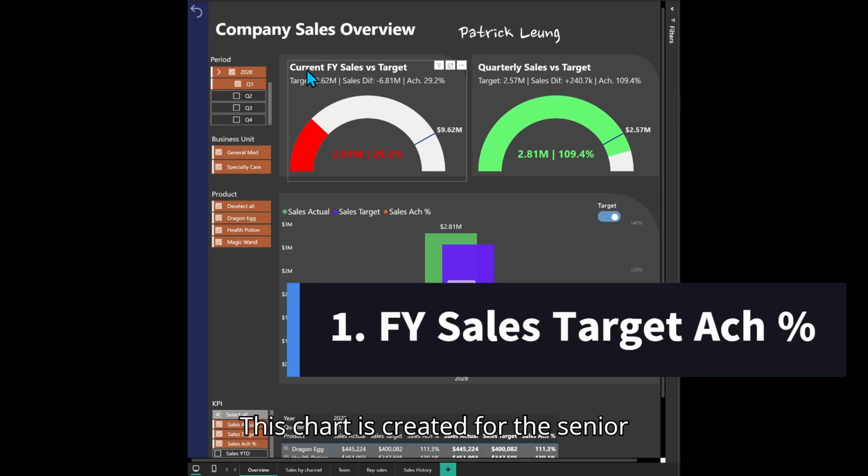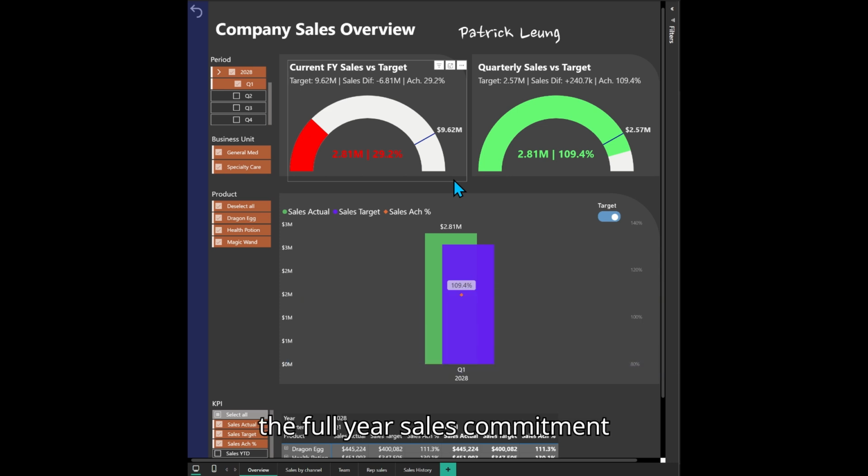This chart is created for the senior management team. Their focus is more on the big picture, such as the full-year sales commitment. This chart visualizes the sales progress against the full-year target throughout the quarters so they can provide the necessary sales update to their regional boss.